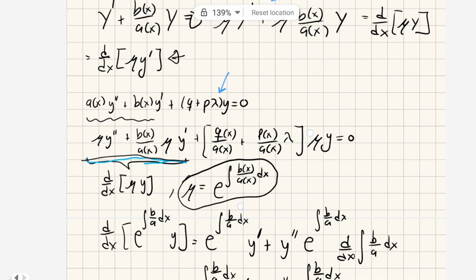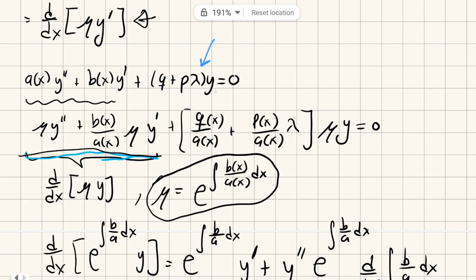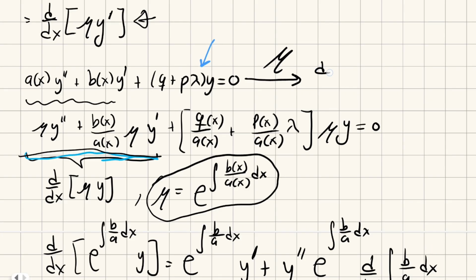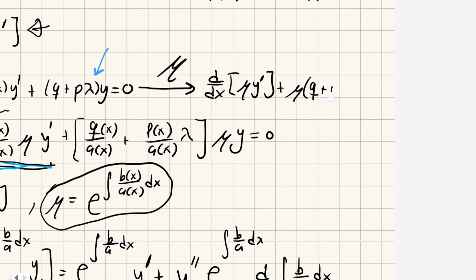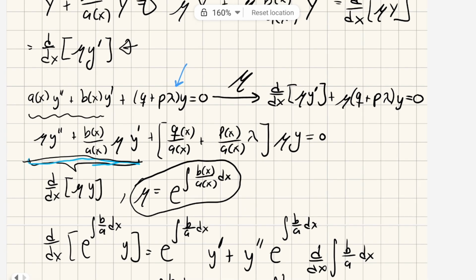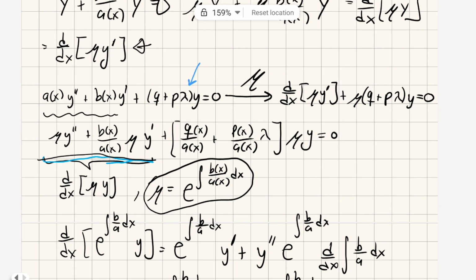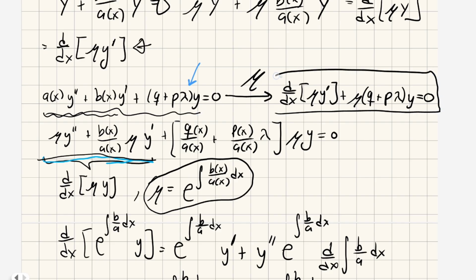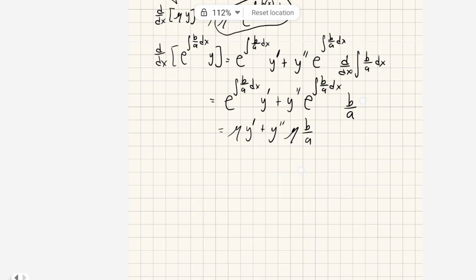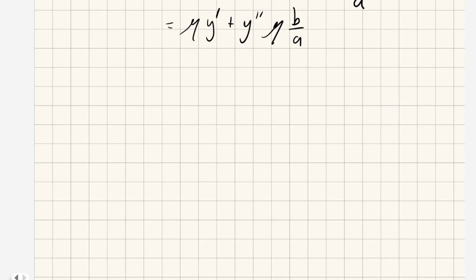Okay, so let's say that if we have this differential equation, we transform it through the mu parameter, and this takes us to the derivative with respect to x of mu y prime plus mu q plus p lambda y equals 0. So that is how we transform a differential equation of second order in this form to a Sturm-Liouville form differential equation. So we are going to see a quick example about this.